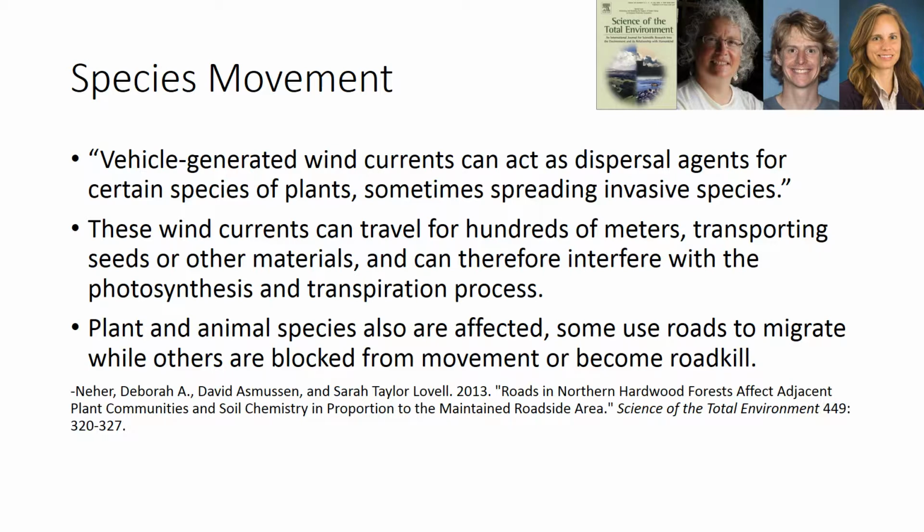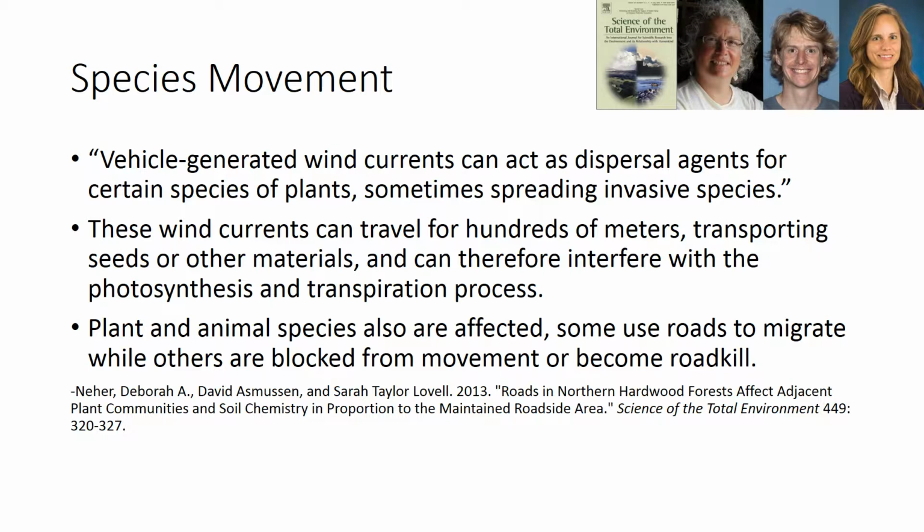Roads have negative impacts on ecosystems. Species movement is one of the negative impacts. Vehicle-generated wind currents can act as a dispersal agent for certain species of plants, sometimes spreading invasive species hundreds of meters. These wind currents can travel for hundreds of meters, transporting seeds or other materials, and can therefore interfere with the photosynthesis and transpiration process.